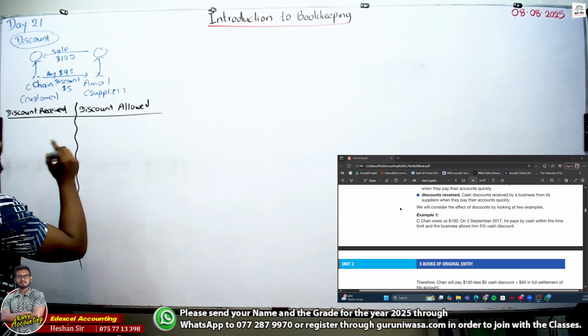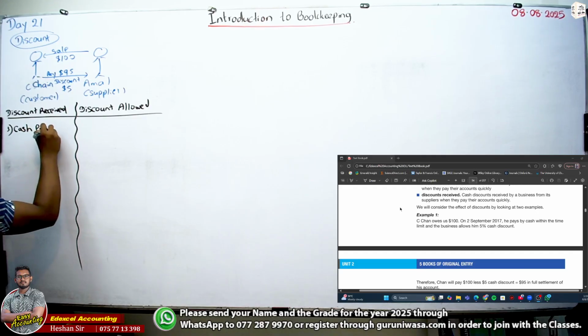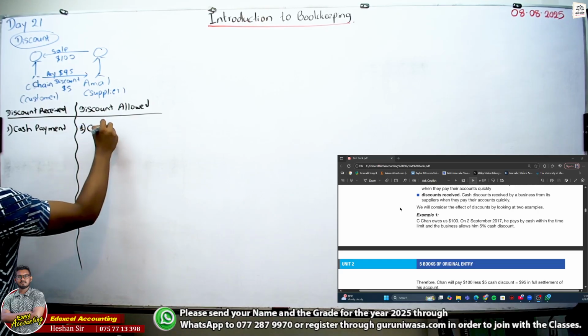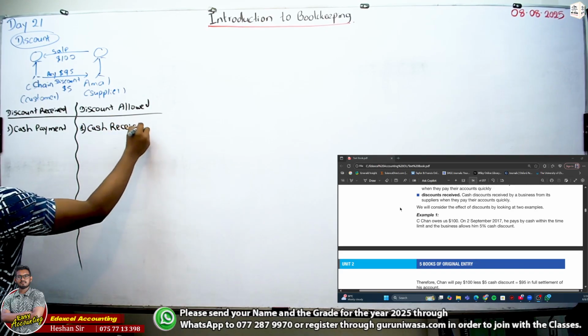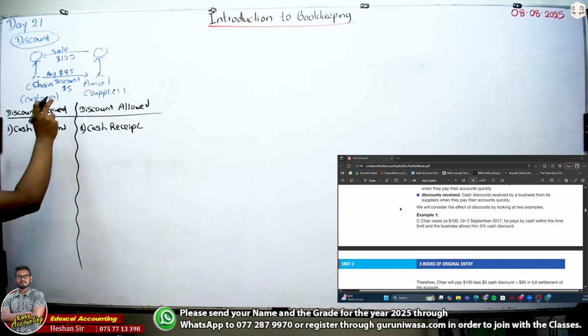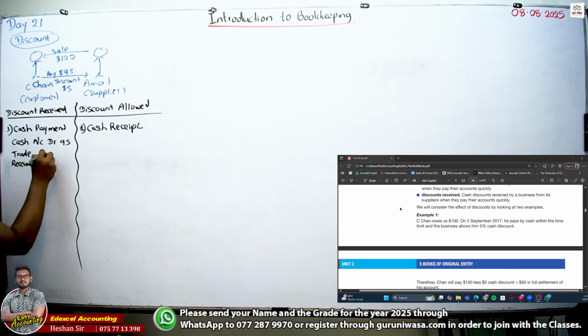So how do we record it? First of all, let's record the cash. From the customer's point of view, it is a cash payment. From the supplier's point of view, it is a cash receipt. Though the sale value is 100, the customer pays only 95 because Amal allows a 5% discount, which means $5. So cash account debit 95, trade receivable account credit 95.